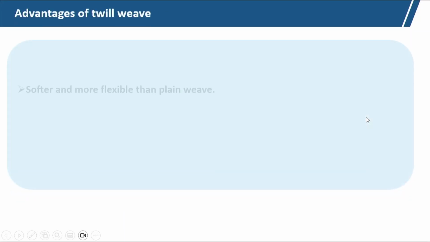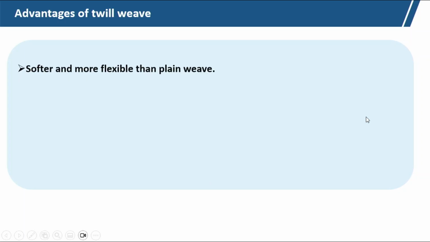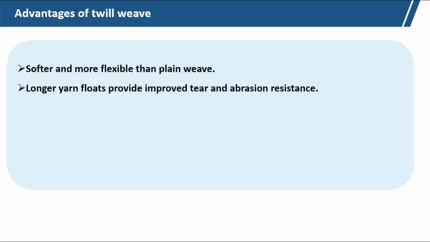So, what are the advantages here? Softer and more flexible than plain weave, longer floats provide more tear strength and abrasion strength. Now, I will explain. Suppose this is a plain weave, okay. This is a plain weave, and here we have a twill weave.